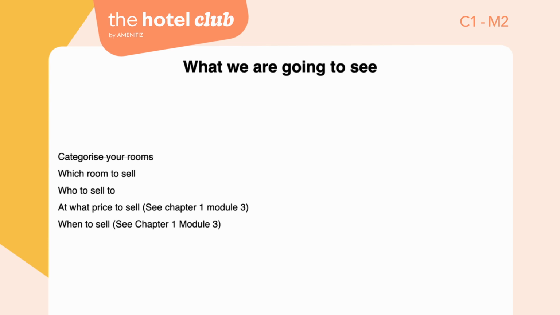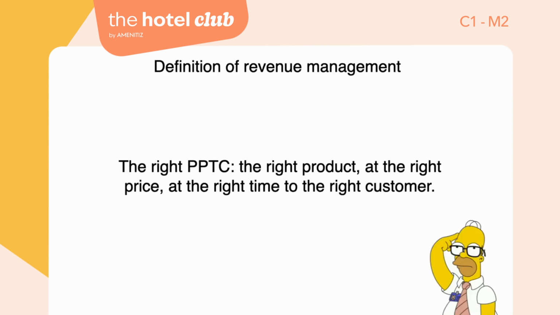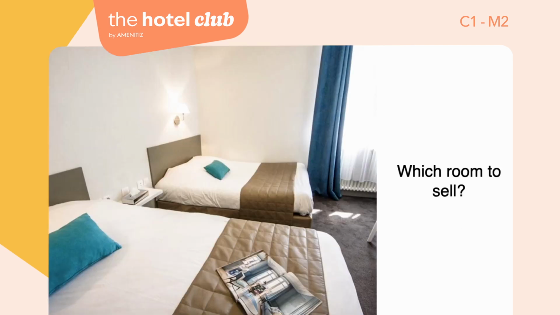Again, which room to sell, who to sell the room to, at what price to sell the room, and when to sell the room. An old definition of revenue management, which is still incredibly useful, is the following: the right product at the right price, at the right time, for the right customer. And it is precisely to be able to answer these 4 questions that the work of segmentation and categorization of rooms is useful. So let's take the first question: which room to sell?